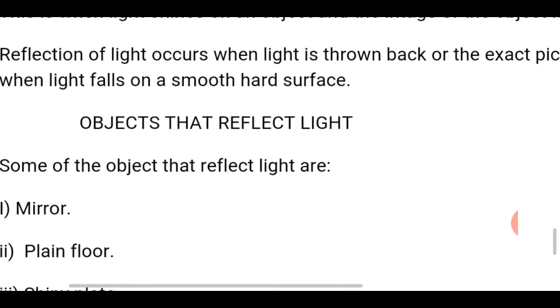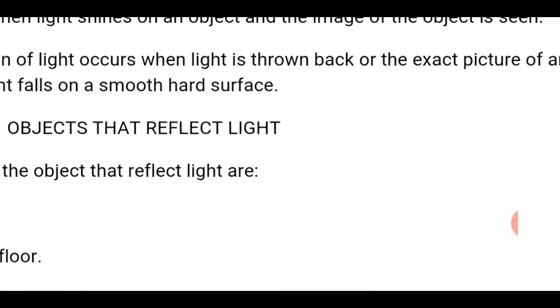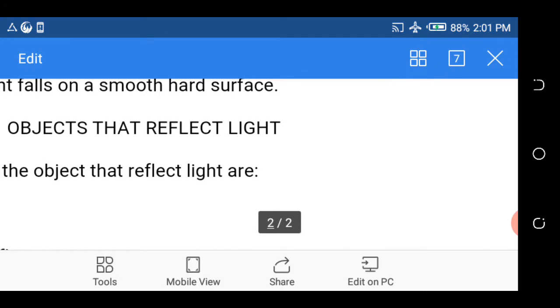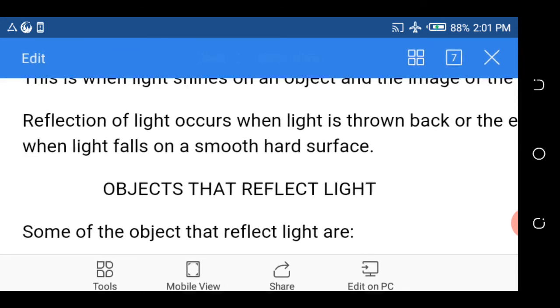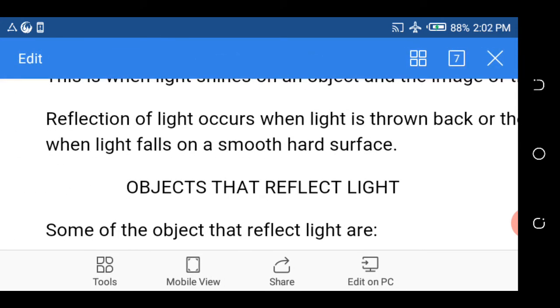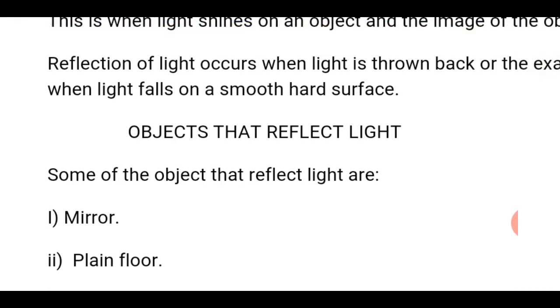This reflection of light occurs when light is thrown back, or the exact picture of an object is seen when light falls on a smooth, hard surface. So that is reflection of light. Light can be reflected when light is thrown on a smooth surface. You see that reflection of light.